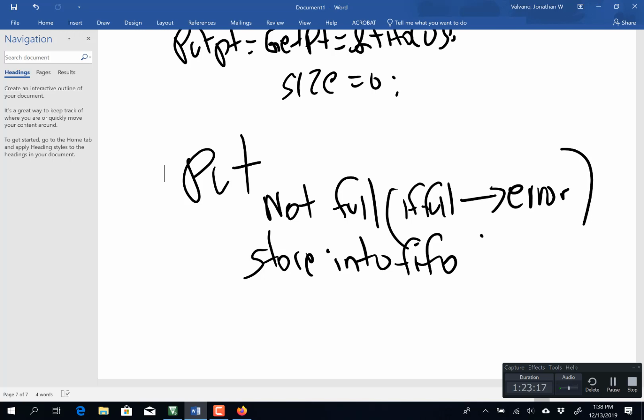That's more of a 445L thing. I can buy hardware chips that implement FIFO. I won't in 319K. But the point is, I'm going to store it into the FIFO, and then I'm going to return a true. This is going to return some sort of success.